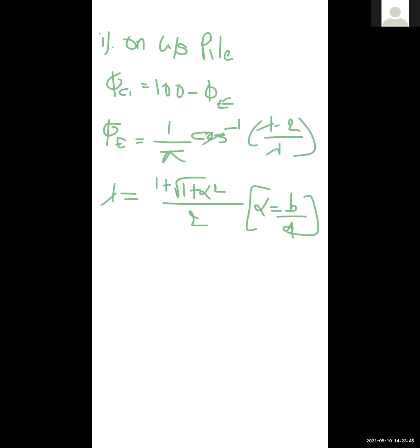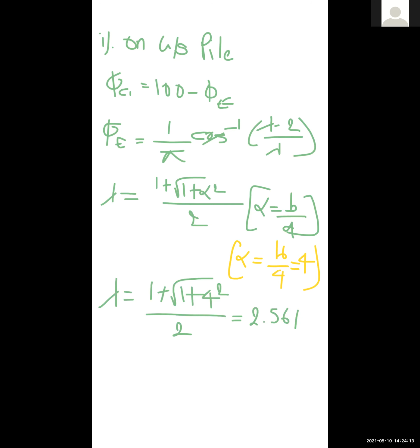So put the value of b by d and find the value of alpha. So alpha equal to 16 by 4, that is 4. Also find the value of lambda. Lambda equal to (1 plus under root of 1 plus 4 square) divided by 2, that is 2.561. This phi E equal to 24.61%.